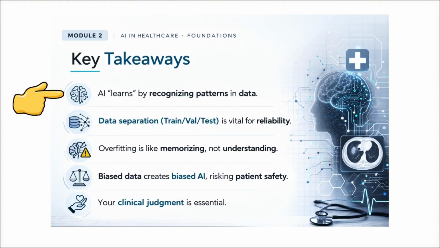Okay, so let's wrap this up with the key takeaways. Number 1, AI learns by finding patterns in massive amounts of data. 2, splitting data up into train, validation, and test sets is non-negotiable for making a reliable tool. 3, overfitting is just memorizing, not real learning, and that's a big problem. 4, biased data will always create biased AI, and that's a huge patient safety risk. And number 5, the big one, AI predicts, but you decide. Your clinical judgment is and always will be the most important tool you have.